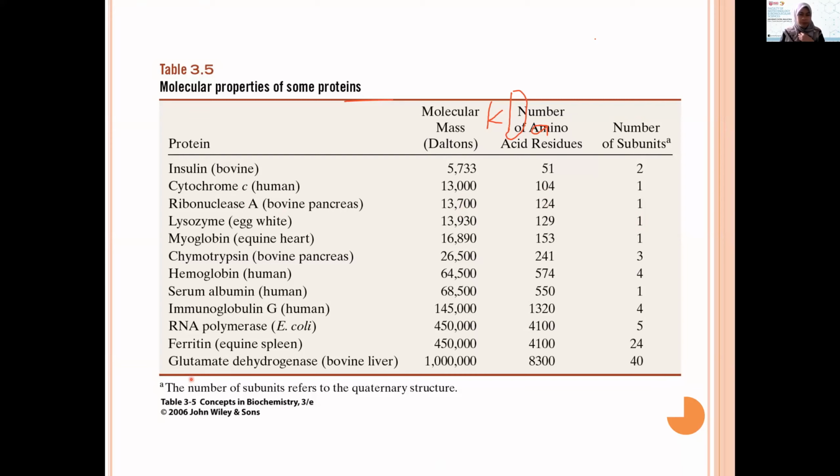Okay, we go for the biggest one with lots of subunits. Glutamate dehydrogenase from bovine liver is 1,000 kilodalton, which is 1 million daltons. It's big. It has 8,300 amino acid residues, and the number of subunits is up to 40. Either it is heteromultimeric or homomultimeric, we don't know. We need to check on it.